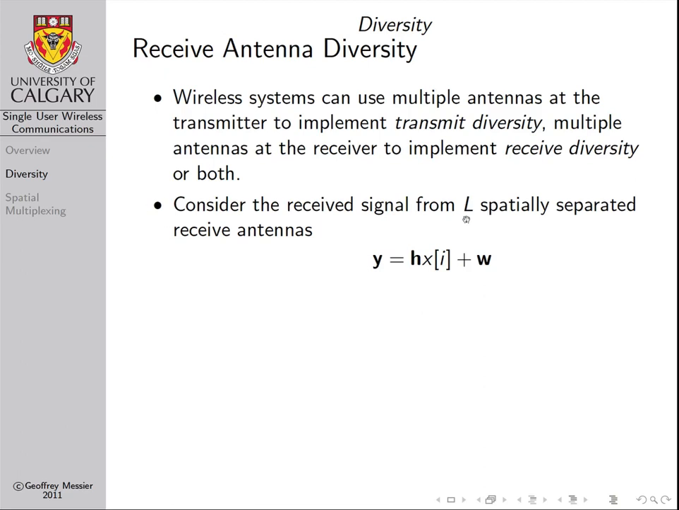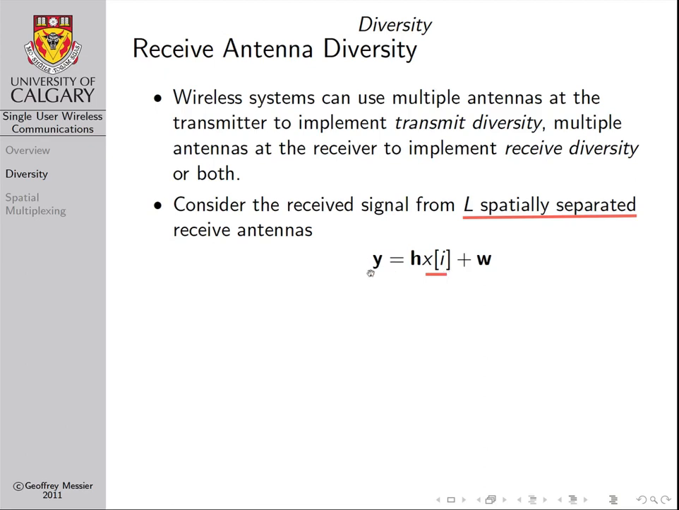What we assume here is we have L spatially separated receive antennas. These antennas would be separated by a certain distance. They would each have their own dedicated receiver hardware connected to them. And so at the output of those receivers, we have L copies of the transmitted symbol. We're assuming here that the transmitter uses just one antenna. That symbol is received by L receive antennas, and so naturally we get L copies.